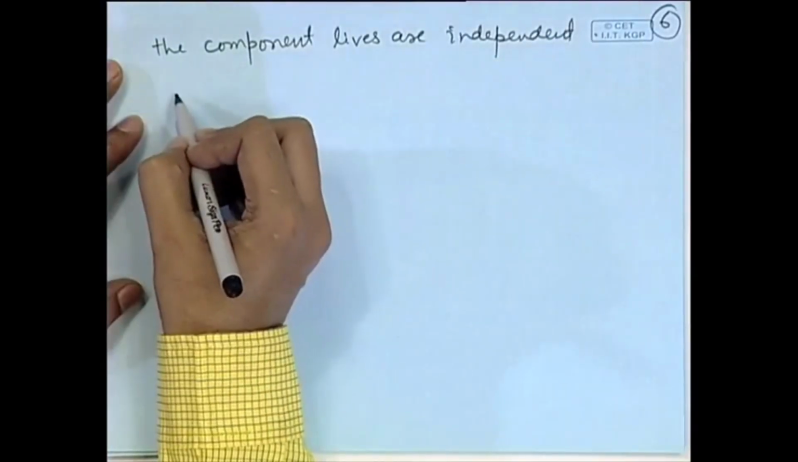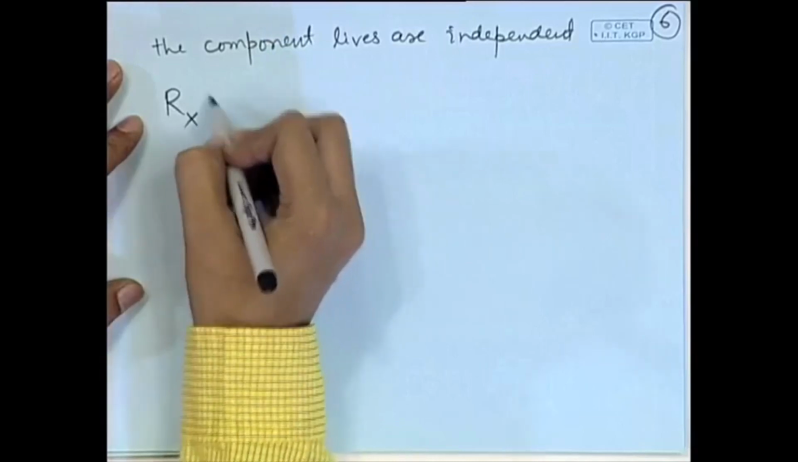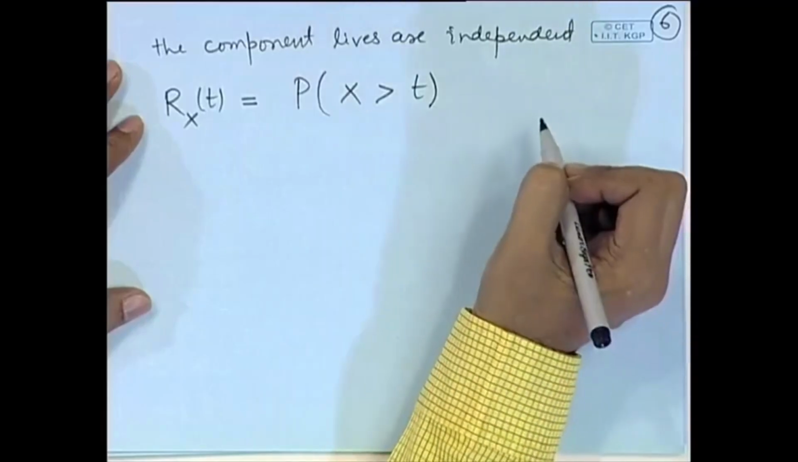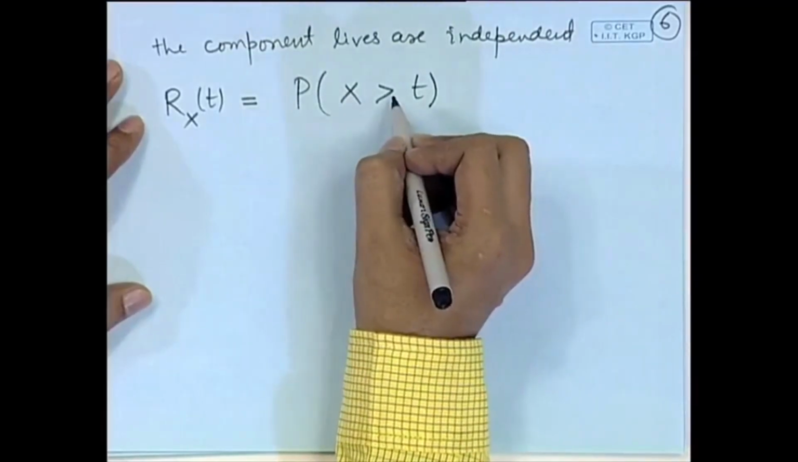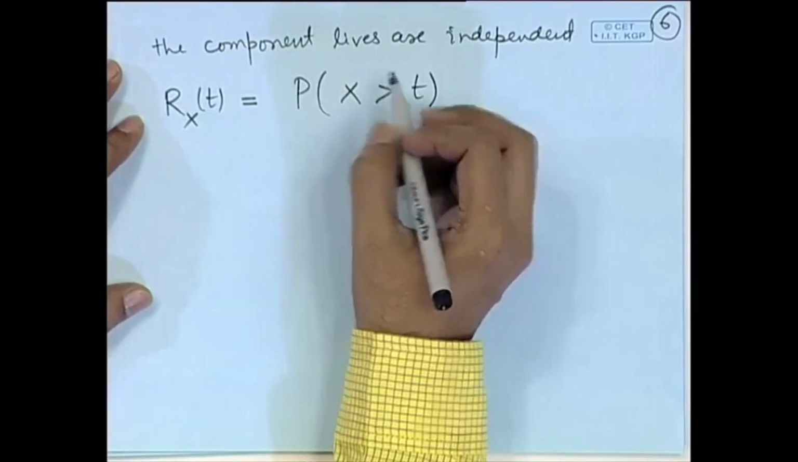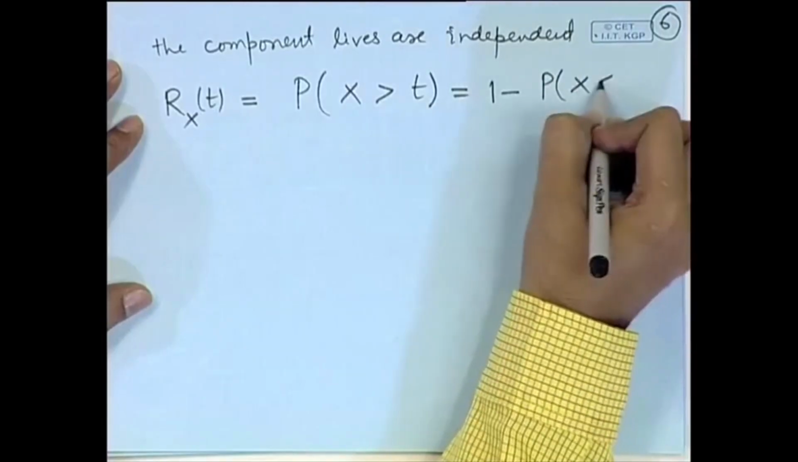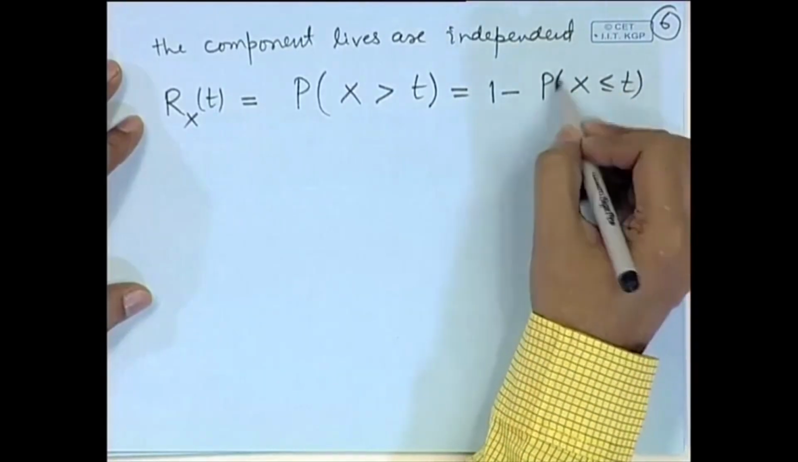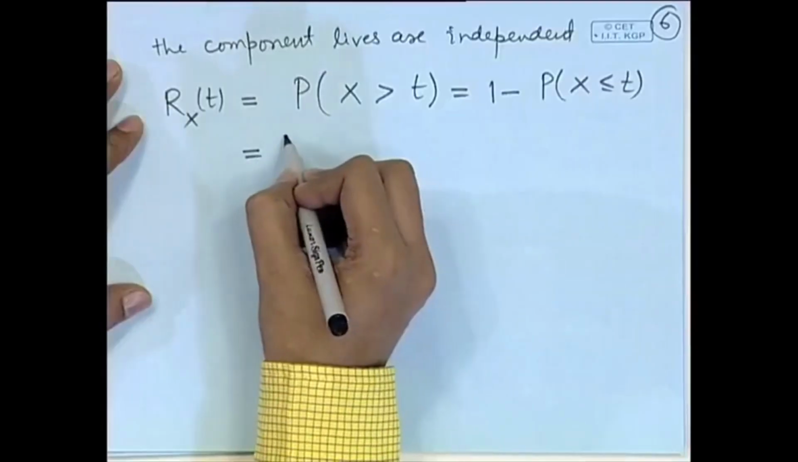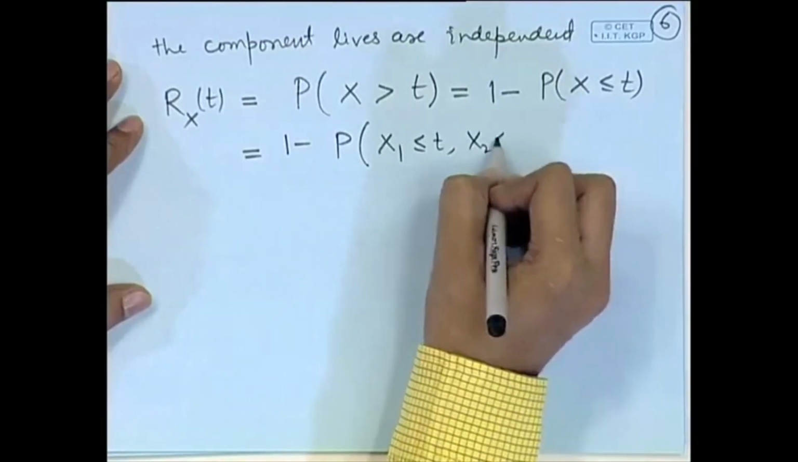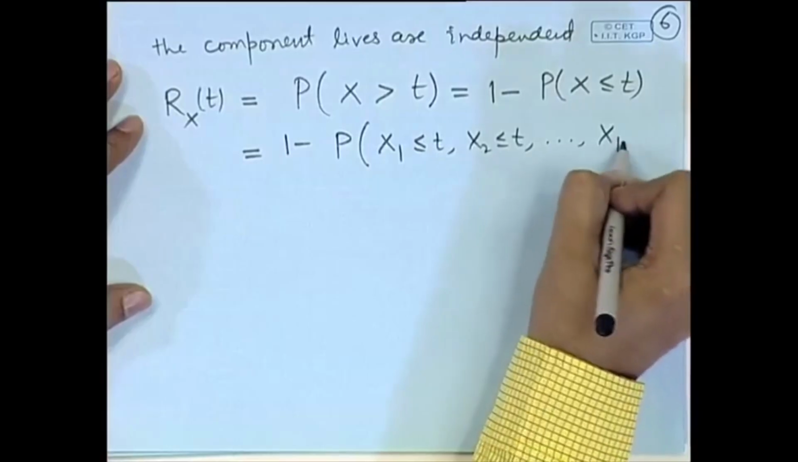Now, if we consider the reliability of the entire system at time t, this will function if any of the components is functioning. So, we can write it as 1 minus probability of x less than or equal to t. That means the system fails before time t. Now, the system will fail before time t if each of the components fails. That means, it is equal to probability of x 1 less than or equal to t, x 2 less than or equal to t, and x k less than or equal to t.